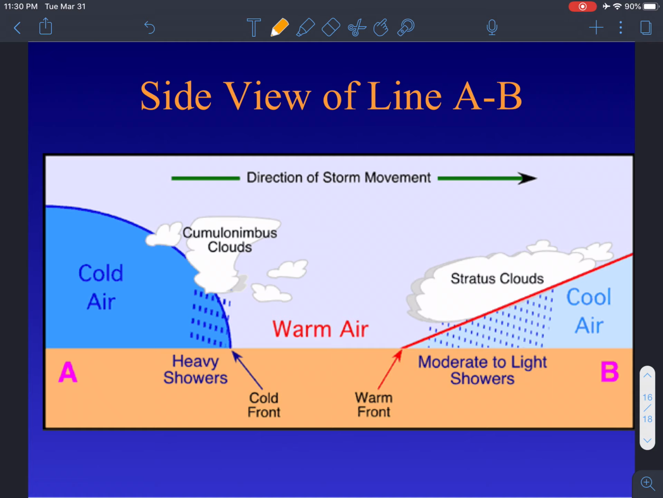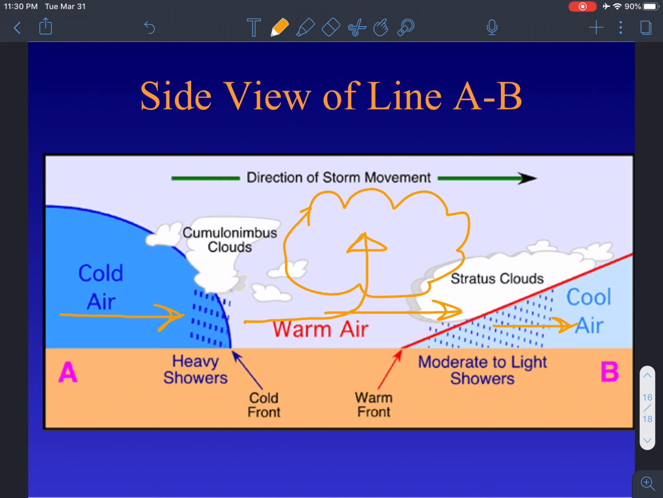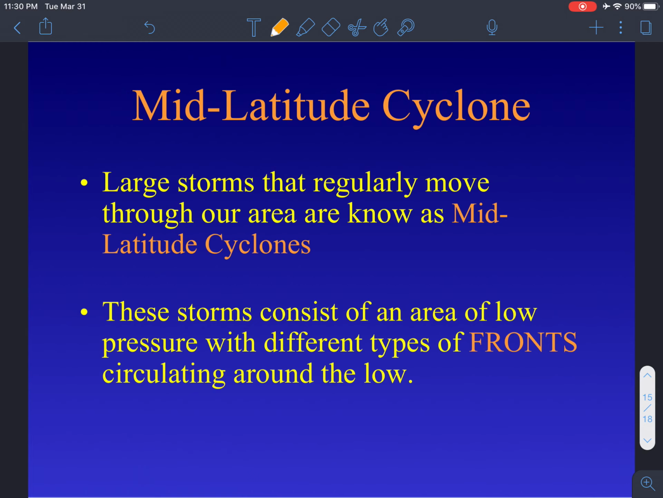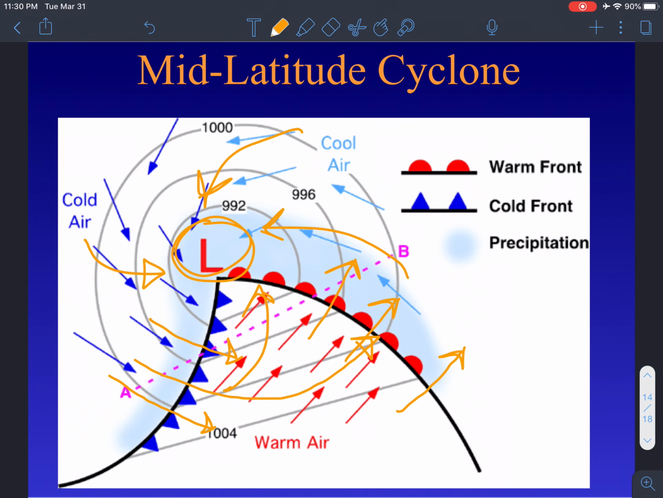So this is what it looks like from a side view. So you have this cold air being pushed out by the warm air, but at the same time you have a cold front catching up to the warm air, and that's going to force that warm air upwards. You get really big clouds, really heavy storms. So mid-latitude cyclone, this is a side view, and this would be a top view.